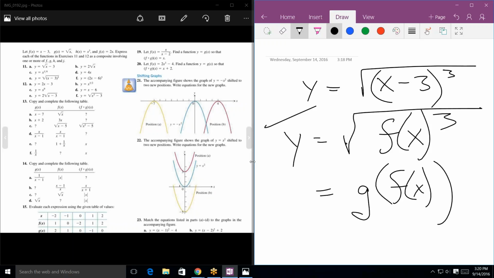But notice what I did. I found f of x cubed is correct, but then the square root of anything is g of that, because g of x is the square root of x. So this has to be the final answer. g of f of x, no, let's see, it must be g of f of x cubed, I think. I don't know.